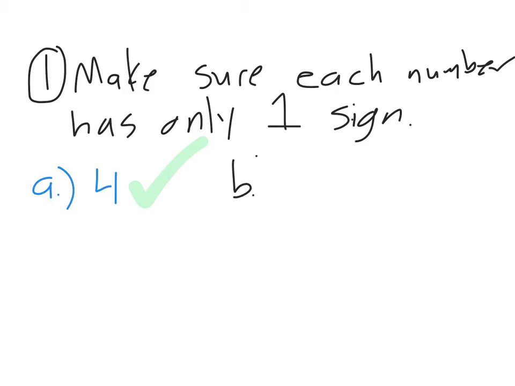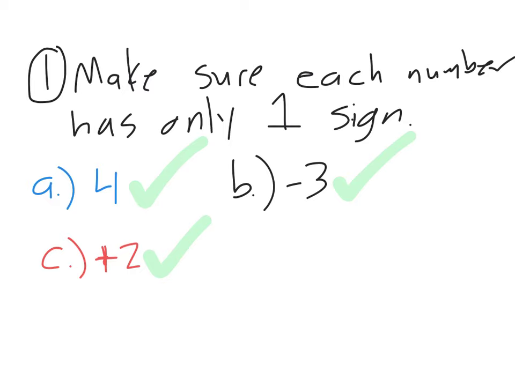All right, what about this one? What about -3? How many signs does it have? 1. So can I use that? I can. That works. Okay, what about, let's say, +2? How many signs does that have? 1. It only has 1. This time it's visible though. So that one's good. Those are the 3 examples that work. If we have that, then we're good with step 1.